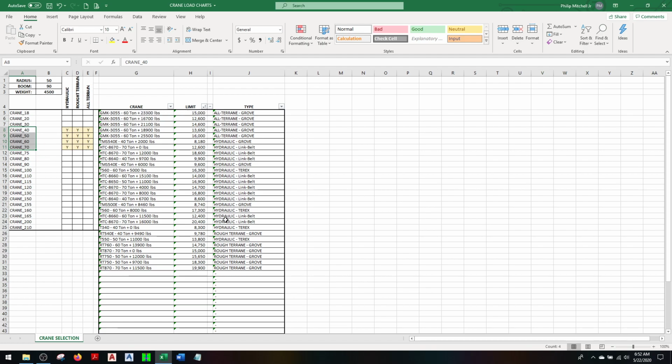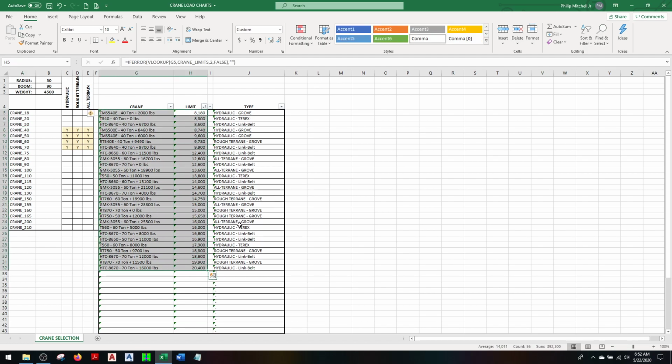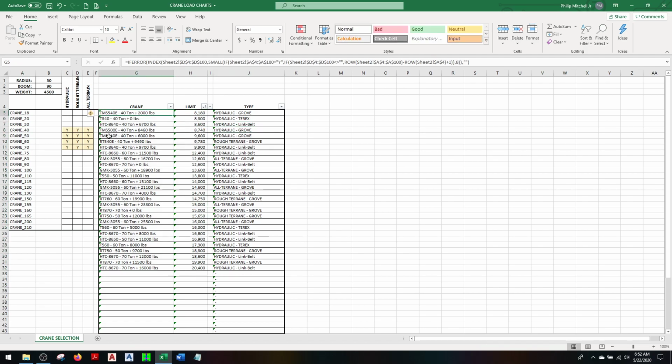And then over here it gives you the actual crane, and then this is the limit for this specific crane. So this is a Grove hydraulic with 2,000 pounds counterweight, and there's your limit, 8,000 pounds. So we're double the heaviest pick, but this will also show the type of crane, because depending on the situation, you may need a hydraulic, or you may need a rough terrain, or an all-terrain, or vice versa.